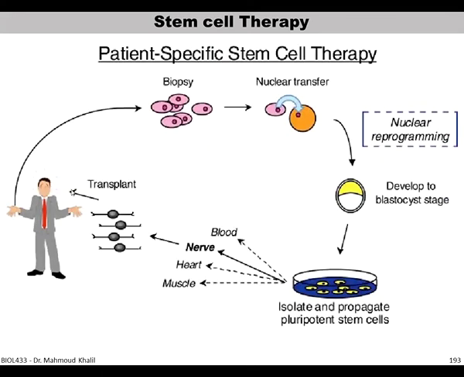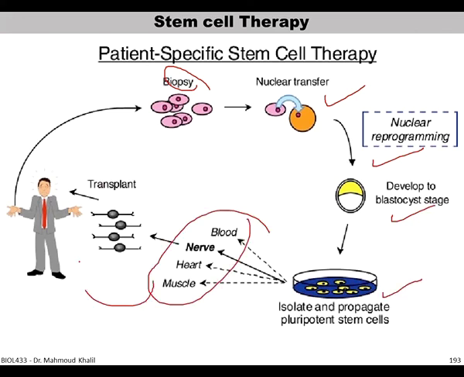So actually, you take a biopsy from the patient, you do nuclear transfer, you do nuclear reprogramming, you develop into a blastocyst stage, you culture, you isolate, and differentiate into blood, nerve, heart, and muscles, and you transplant again to the patient. That's the main aim of a researcher working on stem cell therapy.